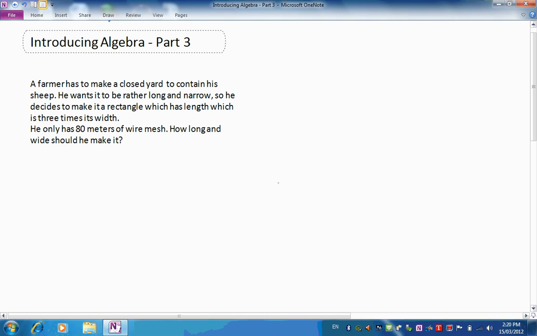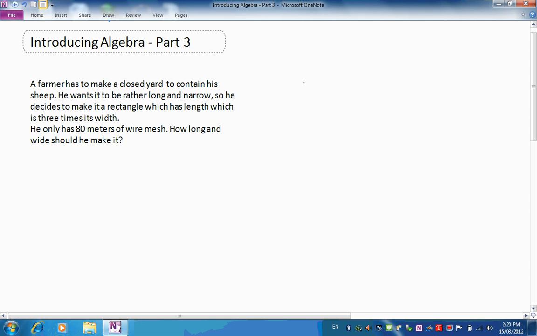Here's the first one. A farmer has to make a closed yard to contain his sheep. He wants it to be rather long and narrow, so he decides to make it a rectangle which has length which is 3 times its width. He only has 80 metres of wire mesh. How long and wide should he make it?